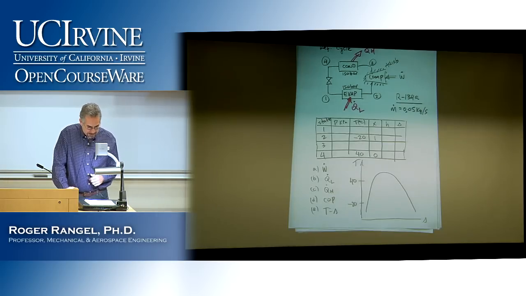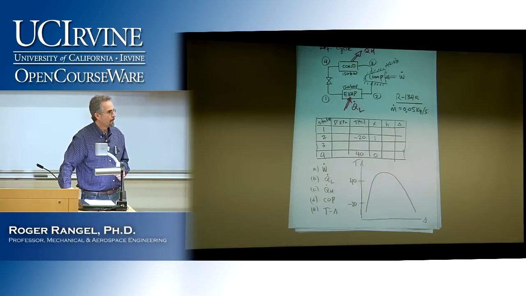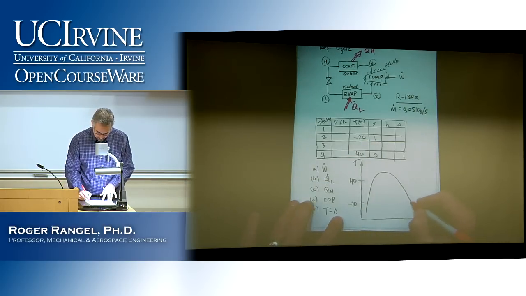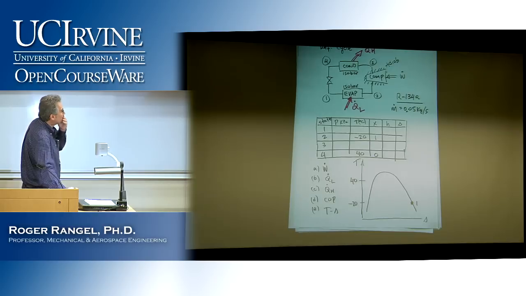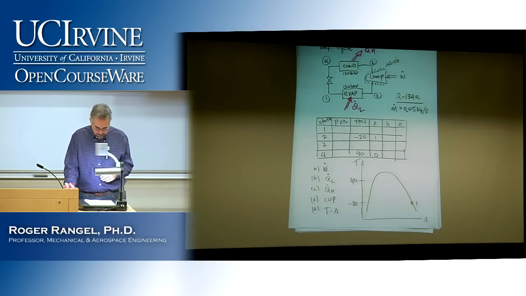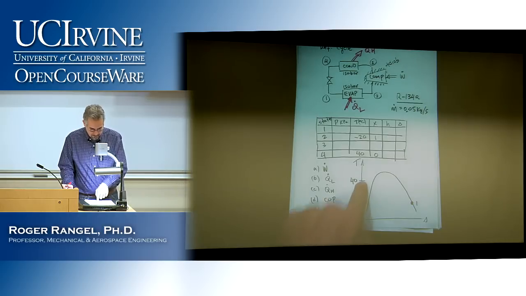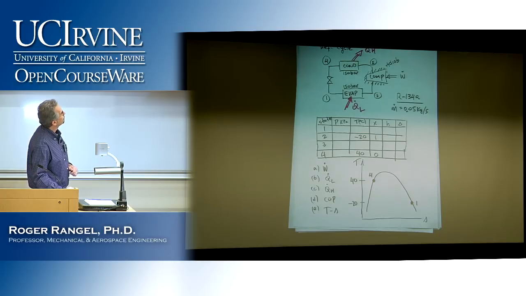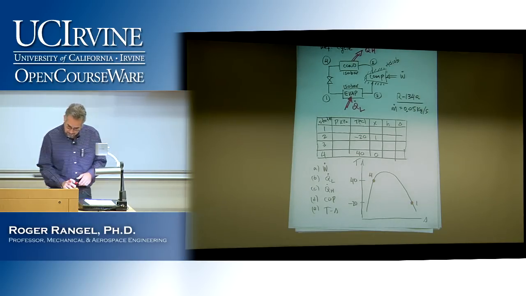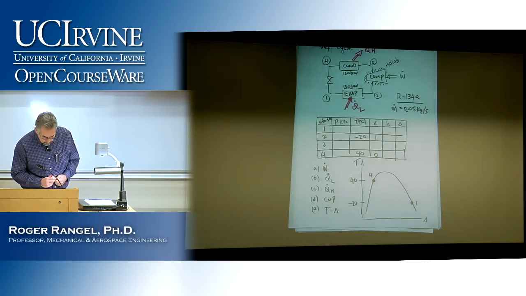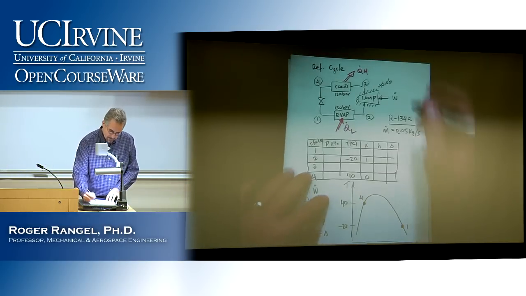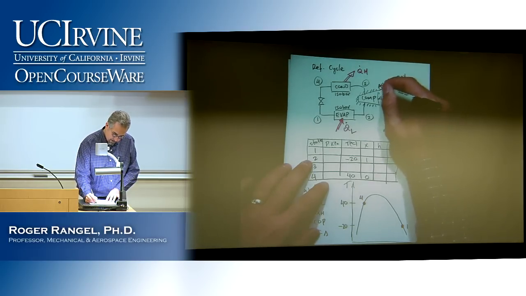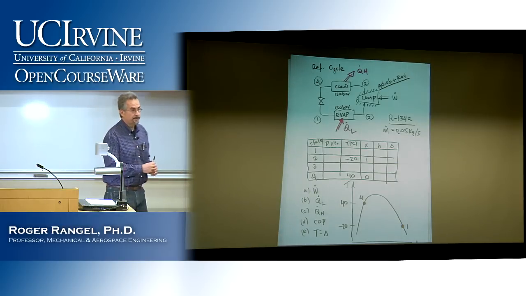So where is state 2? Minus 20, 1, takes me right across to here. All right. And where is 4? 40, but 0 quality, so it's right here. All right. Let's see, do we know? I knew it needed another piece of information. Adiabatic and reversible. Magic words. Right? The compressor is adiabatic and reversible.